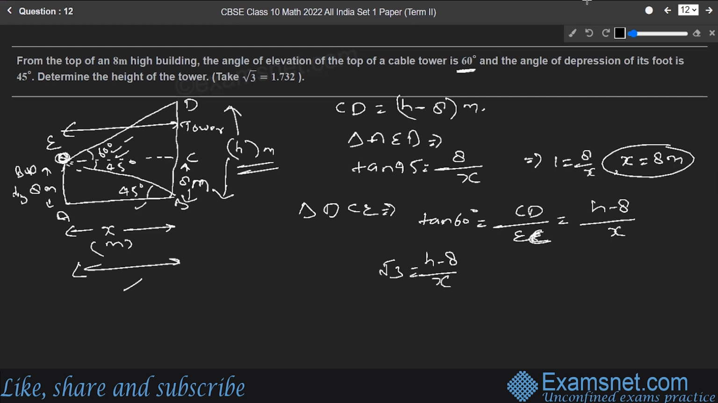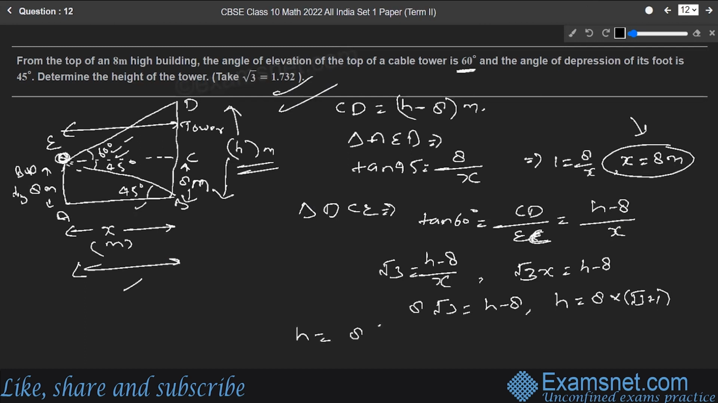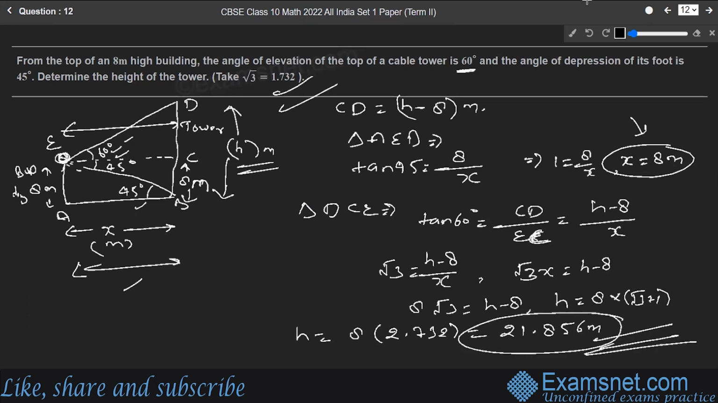Okay, if you solve this further, this becomes root 3 x is equal to h minus 8. We can use the x value 8 here directly. So this gives us 8 root 3 is equal to h minus 8. If you want to solve for h, the h value comes out to be 8 into root 3 plus 1. If you put the value of root 3 as 1.732, as given in the question itself, the h value comes out to be 8 times 2.732, because there is a plus 1 involved, and the answer becomes 21.856 meters. That is the height value that we were supposed to find out. That is the answer also.